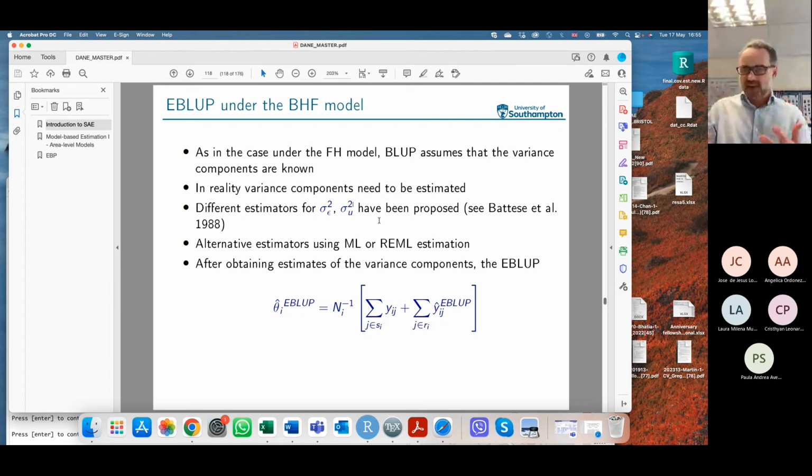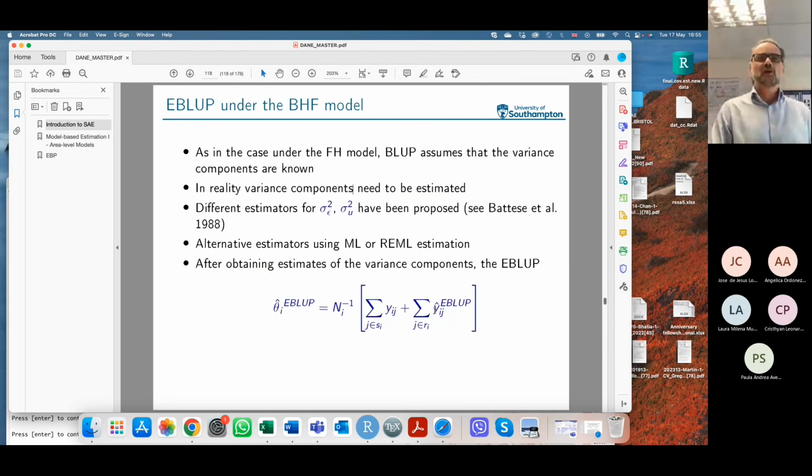Once you have estimated the variance components, you can plug the estimated values into the BLUP, and you will get the theta hat i that is now the empirical best linear unbiased predictor. So the predicted values of y will be obtained by using the estimated variance components.